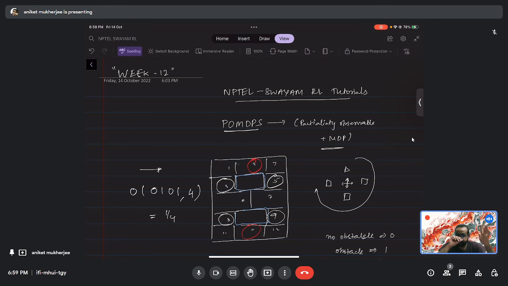And in RL, I'm not sure whether they have dynamic MDPs. I've not heard of dynamic MDPs where MDPs are changing, but I think they are.